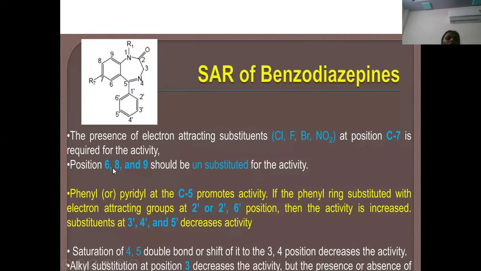Next, coming to positions 6, 8, 9. This is the 6th position, this is the 8th position, this is the 9th position. They should be unsubstituted for the activity.